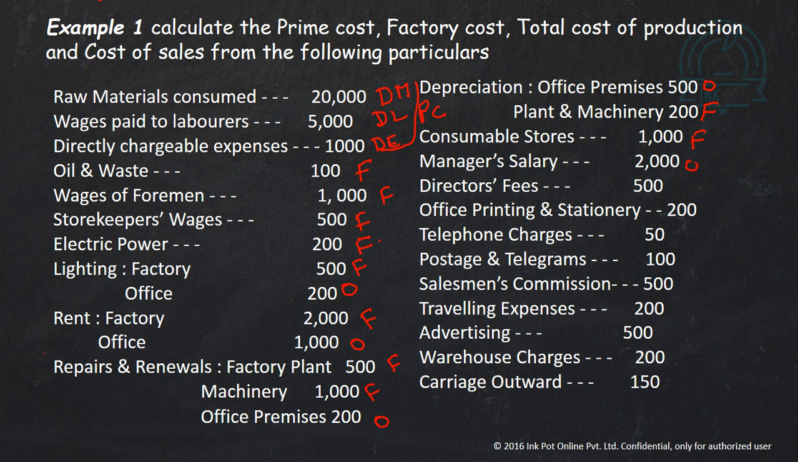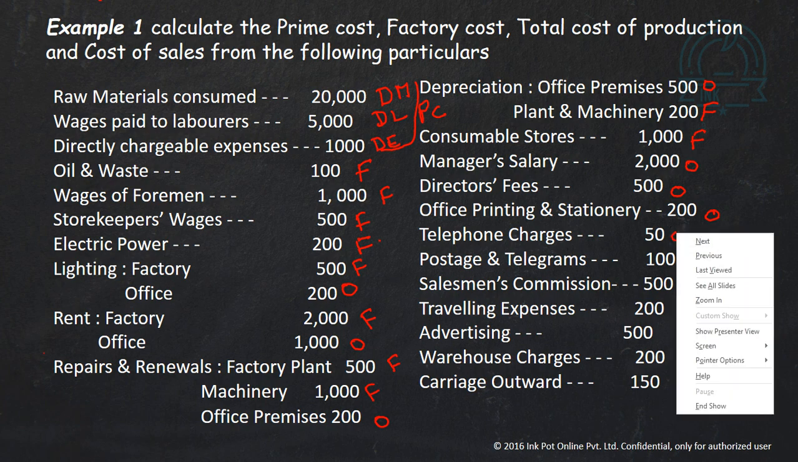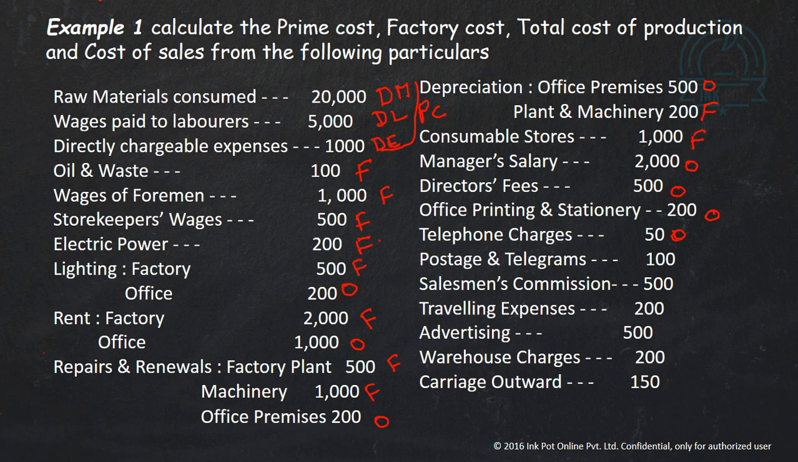Manager is there in office, it's an office overhead. Director is also there in office, so it is an office overhead. Office printing and stationery, again office overhead. Telephone is generally in office, so it is again an office overhead, right? Postage and telegrams are words used in office, so it is again office overhead.